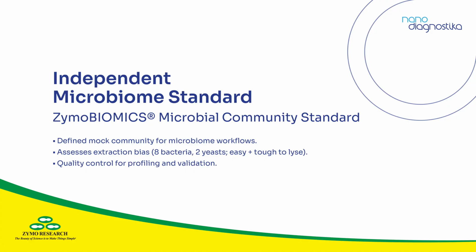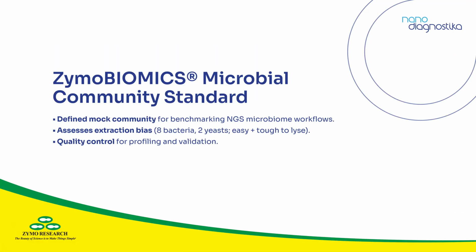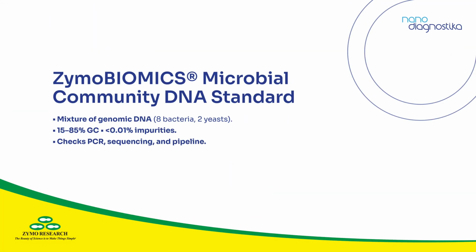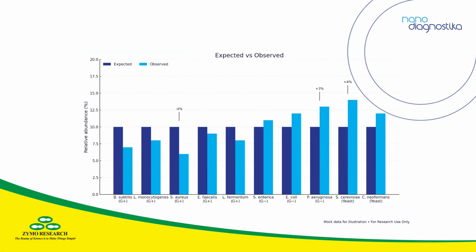In practice, we run both controls. The whole cell mix includes organisms with different cell walls, so if your lysis is too gentle, gram-positive species may show up undercounted. You don't have to guess, you see the miss right next to the expected composition. The DNA standard removes lysis from the equation. If results drift here, it points toward PCR preferences, sequencing quirks, or how your pipeline is classifying reads. Seen together, the two controls narrow the problem to specific steps, which is usually what you need to decide what to change.